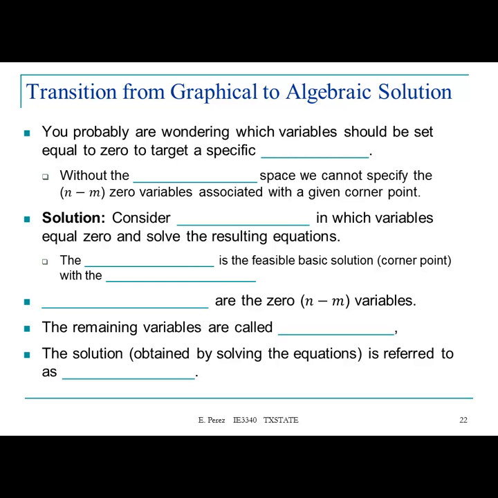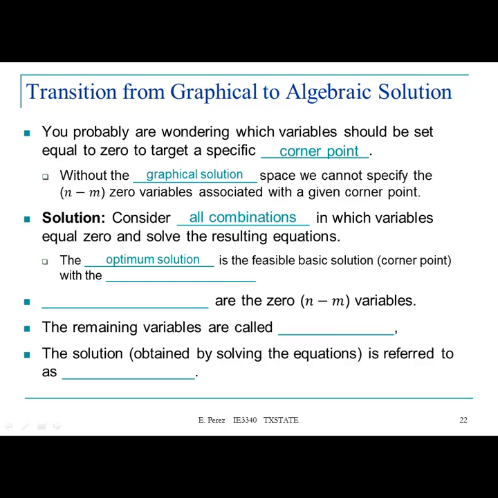And at this point, you are probably wondering which of the variables you need to set equal to 0 in order to get a specific corner point. So we just plug in those values, and we found one corner, and then we found another point in the area. Without the graphical solution space, we cannot specify the n minus m zero variables associated with a corner point. So the solution is the following. Consider all combinations in which n minus m variables equal 0 and solve for the resulting equations. So we can find all these combinations and solve for those equations.